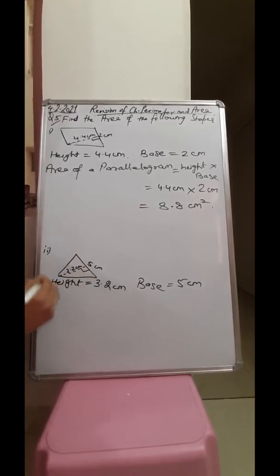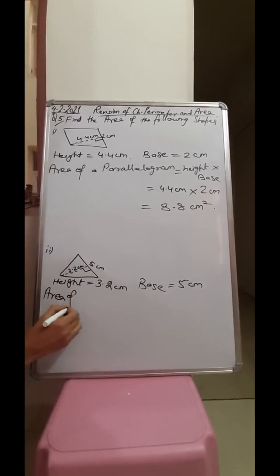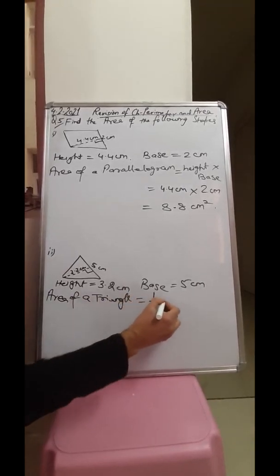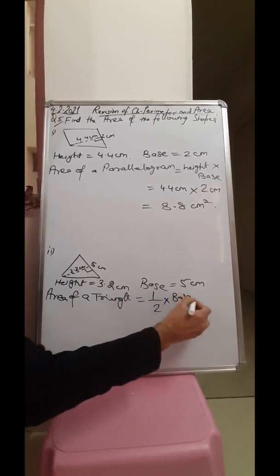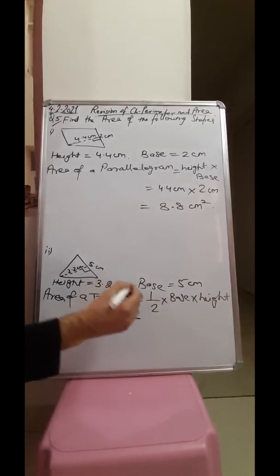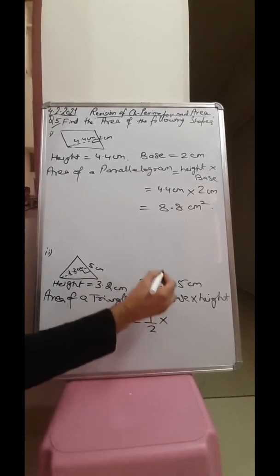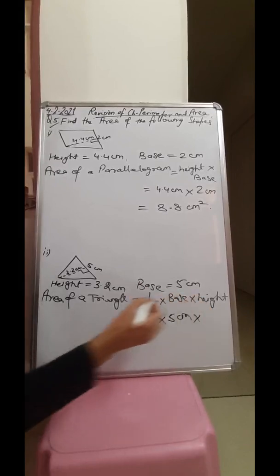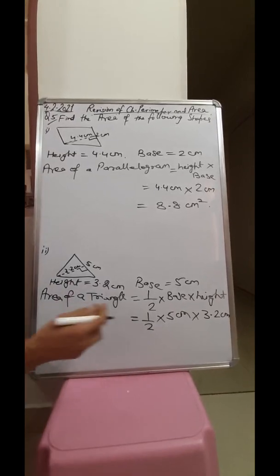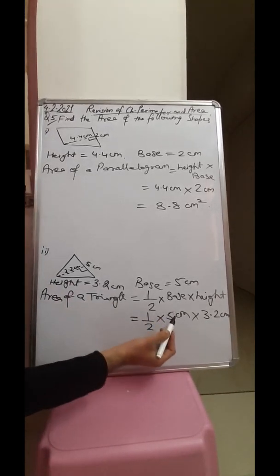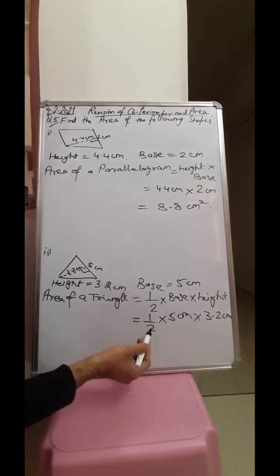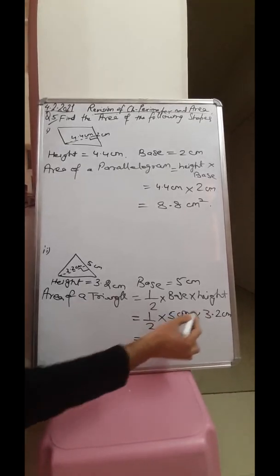Now this is the shape of a triangle. So that means the formula, that is area of a triangle, is half multiplied by base multiplied by height. Half into base into height. So here, half, 1/2, base is how much? 5 centimeter, and height is how much? 3.2 centimeter. Now here the 1/2 means this 5 centimeter and 3.2 centimeter are getting multiplied by 1 in the numerator, and 2 is in the denominator. That means this all will be divided by 2.